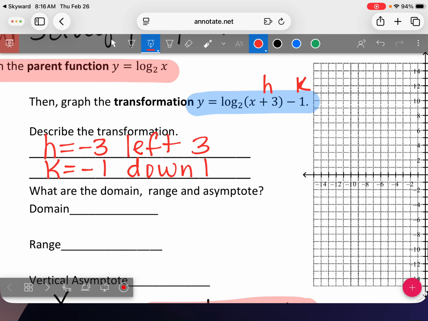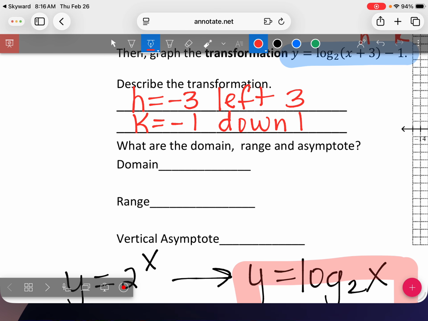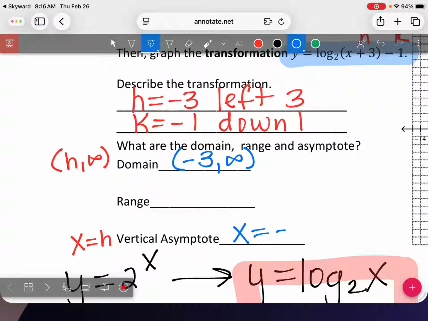Okay. Now, what's really important for a log function is H, because H is going to tell you a couple things. It's going to tell you your domain, because your domain will be H to infinity. And your vertical asymptote is x equals H. So because H is 3, my domain will be negative 3 to infinity. And I have a vertical wall at x equals negative 3.